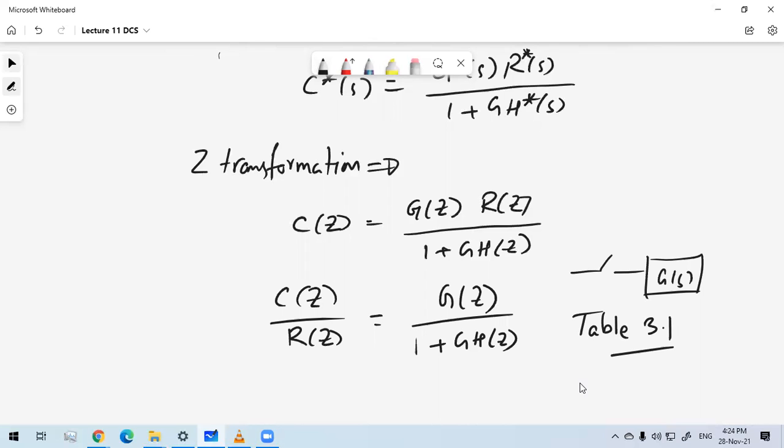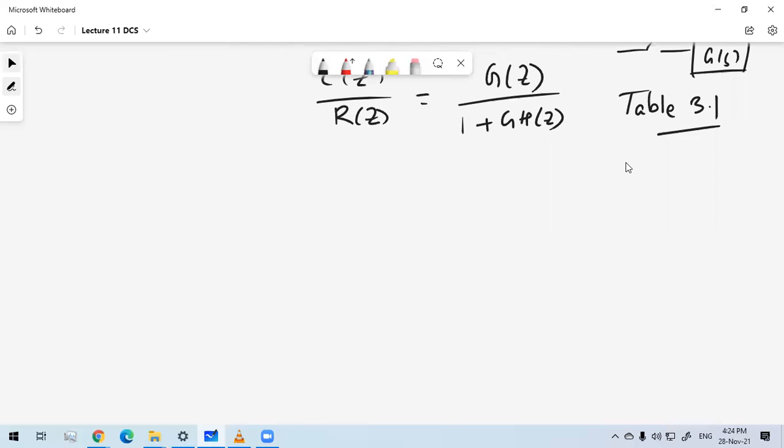Next is our pulse transfer function of a digital controller.